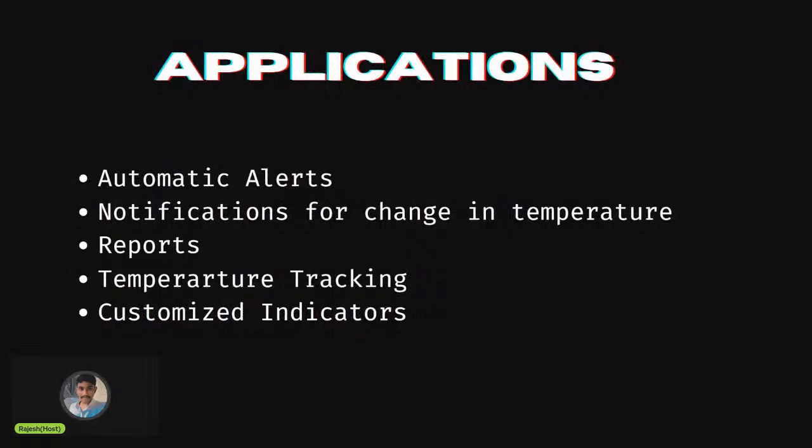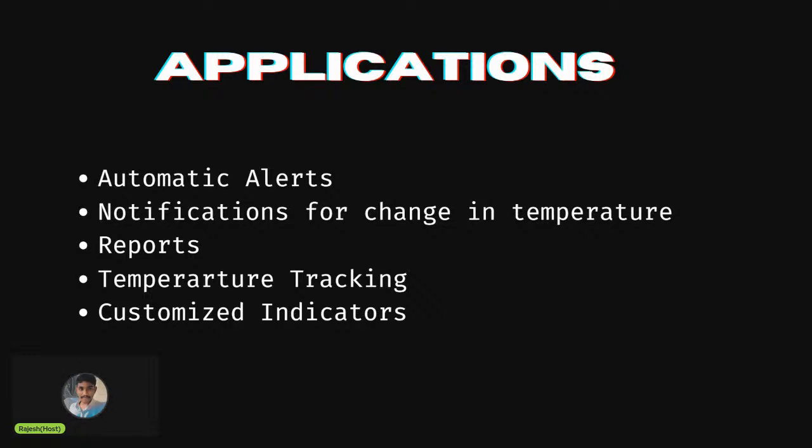These are the major applications of installing a temperature alert device in our factory. One is automatic alerts, which is a major application as we have been discussing, and notifications for change in temperature. Sometimes we might want notifications when the temperature is fluctuating. If it is not going wrong, but we want notifications even if it is fluctuating, in that case also we can monitor it, and with the help of those changes, we can get notifications.